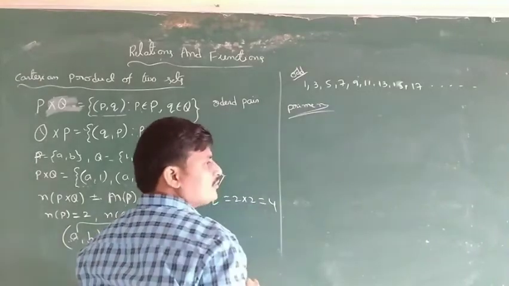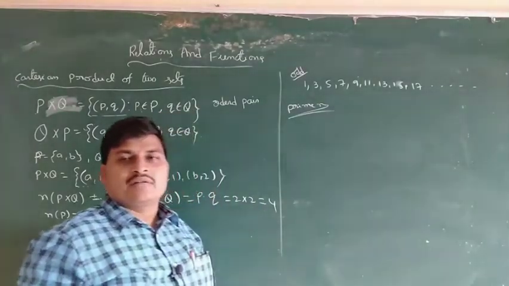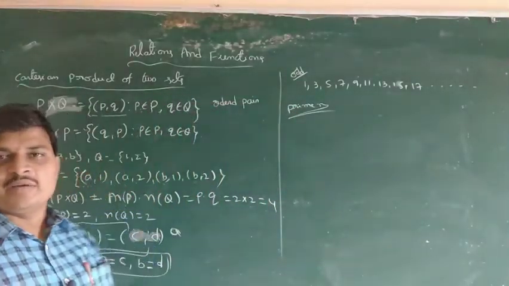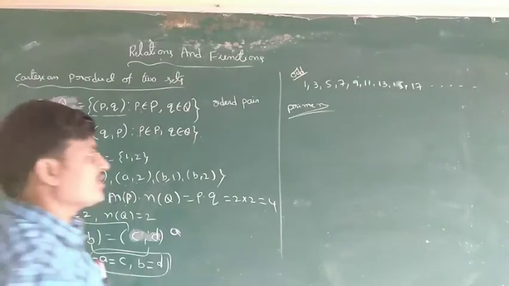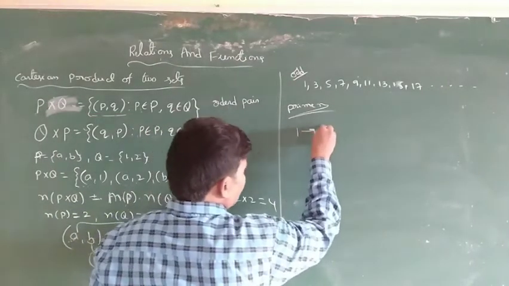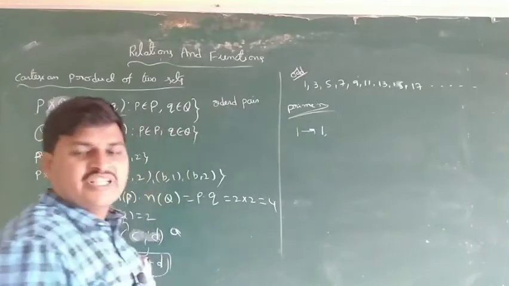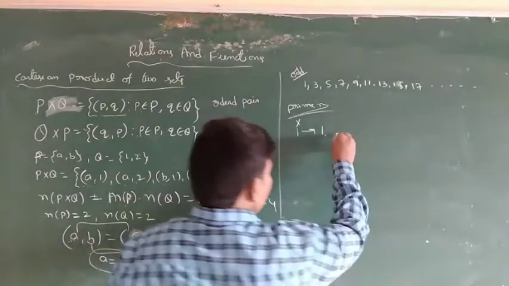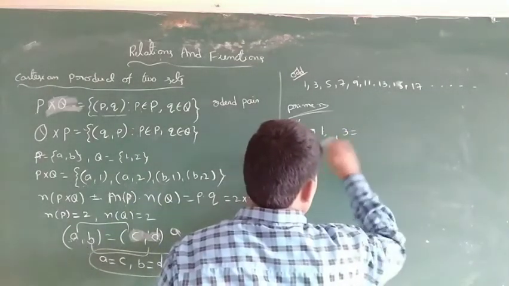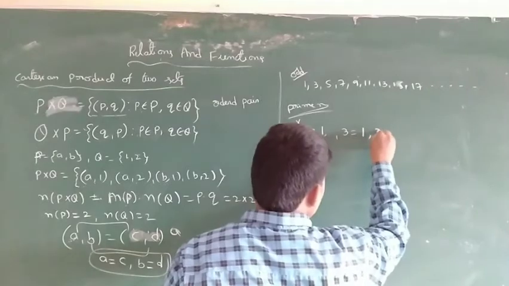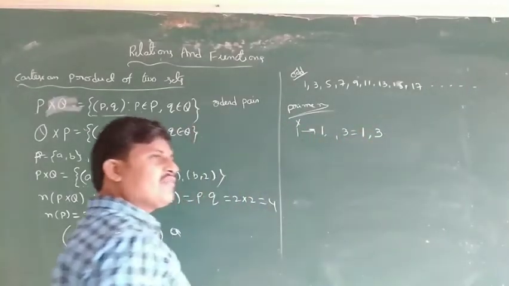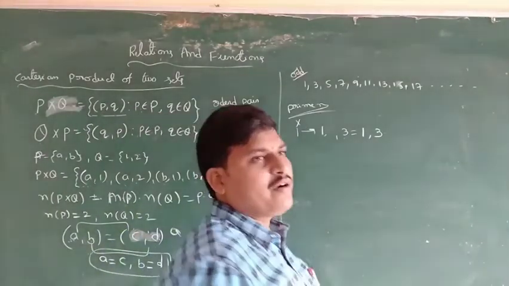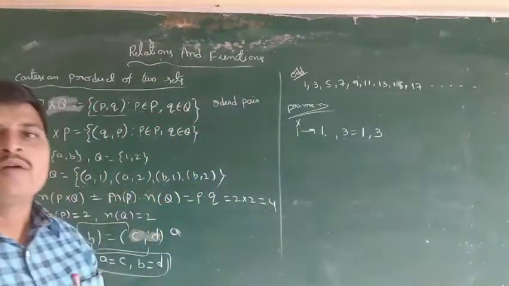Prime numbers means any number that has factors 1 and itself. For example, 1 has only one factor, 1, so this is not a prime number. For example, 3: 3 has factors 1 and itself. Itself means 3. 1 is a factor and 3 is also a factor. So all numbers of this type are prime numbers.